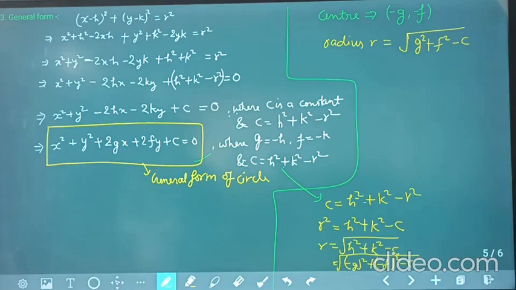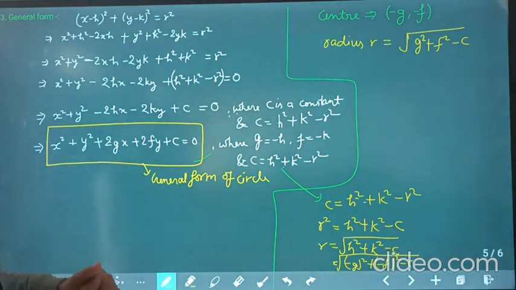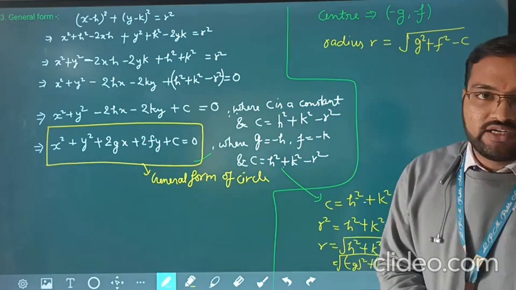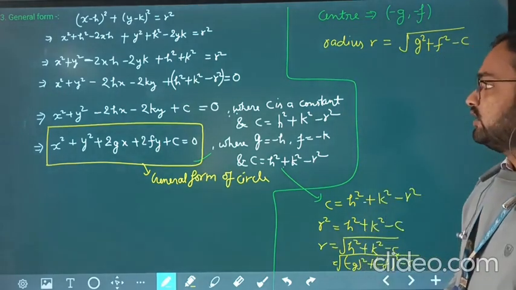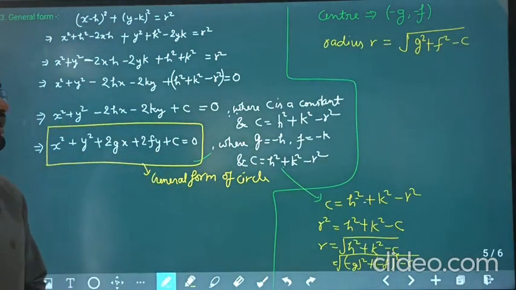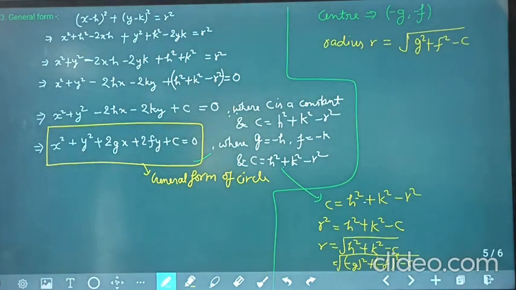I hope that is clear to all of you, and you can solve the questions dependent on the equations of the circle. I will provide you all the PDFs in the group, and you should solve all the questions. Some questions will be solved by my side, and some questions will be your homework, and that must be solved by you at home. I hope that is clear to all of you.